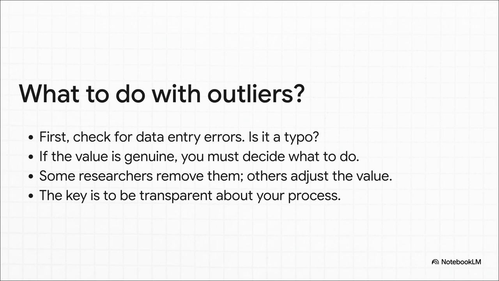Well, step 1 is always to check for a simple typo. Was a score of 46 actually meant to be a 36? It happens. If the score is genuine, though, you have a decision to make. There's no single right answer, but the golden rule is transparency. Whatever you decide to do, just report what you did and why you did it.